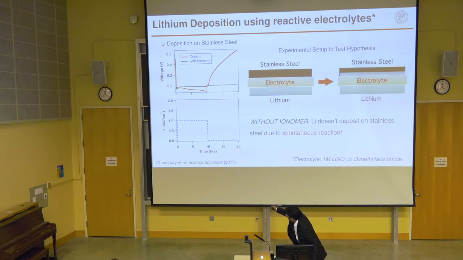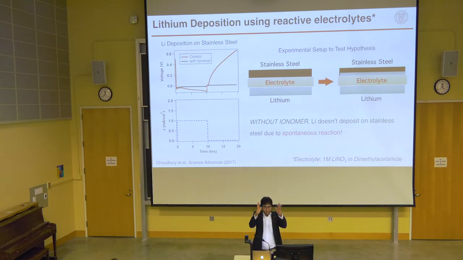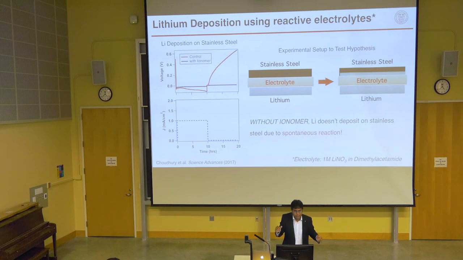As soon as I stop the current, the voltage of the control battery rises up. Now, a lithium versus lithium battery should have a potential difference of 0 volt, because there is no difference between the two sides. But if it's one side lithium and another side stainless steel, the potential will be higher, right? So both of them start with a higher potential, where one side is lithium and one side is stainless steel.